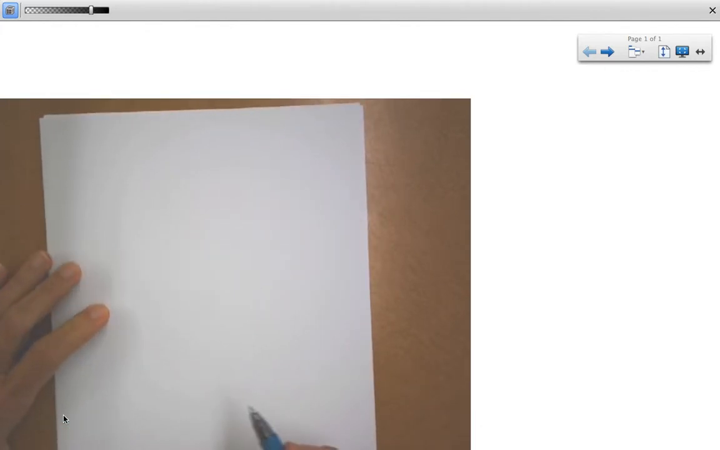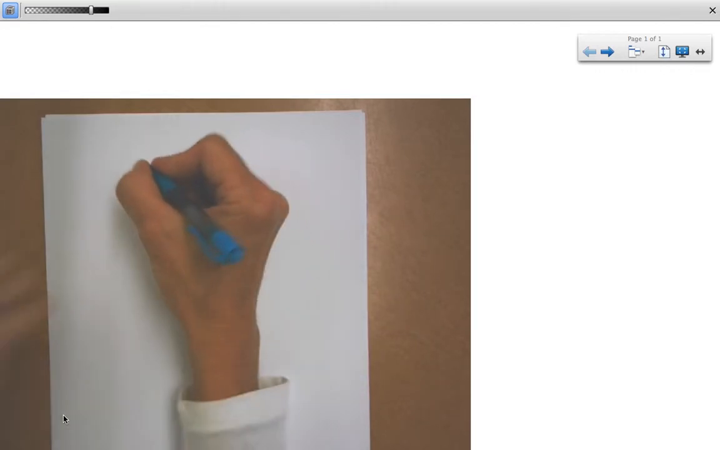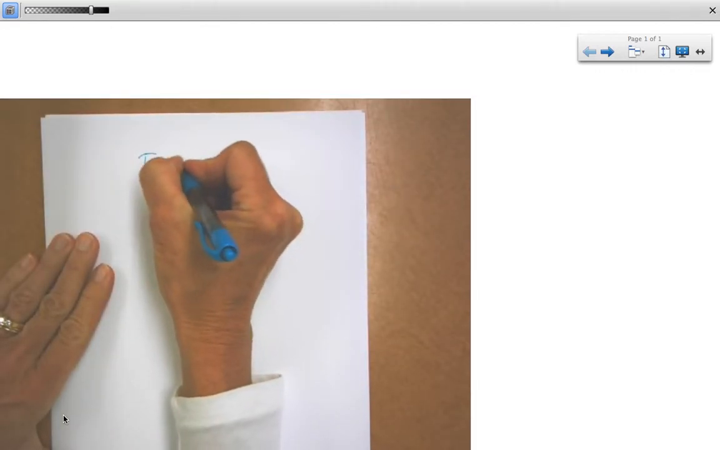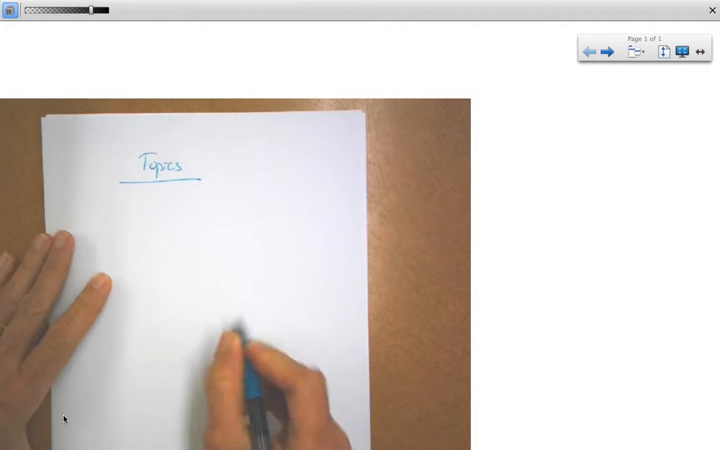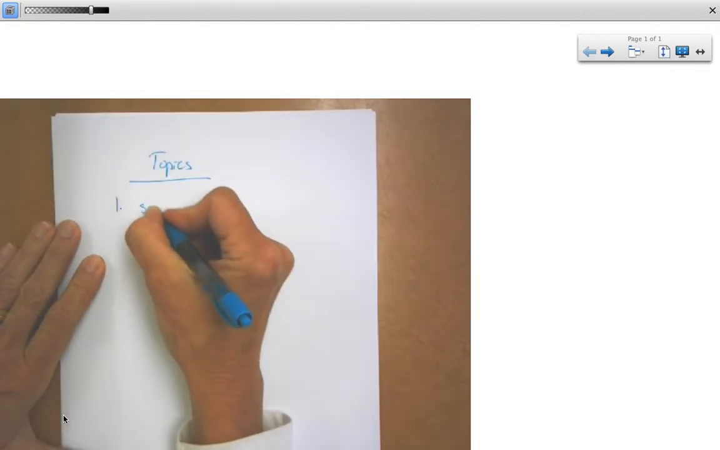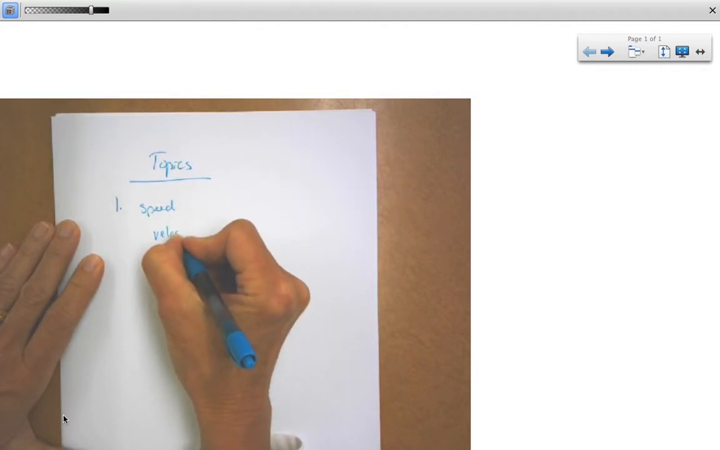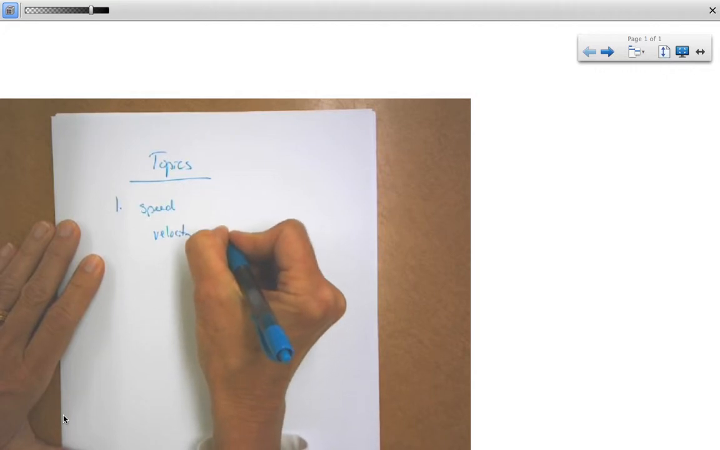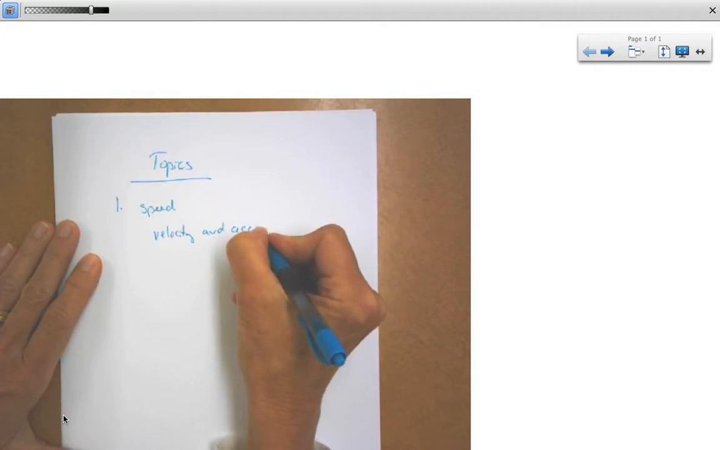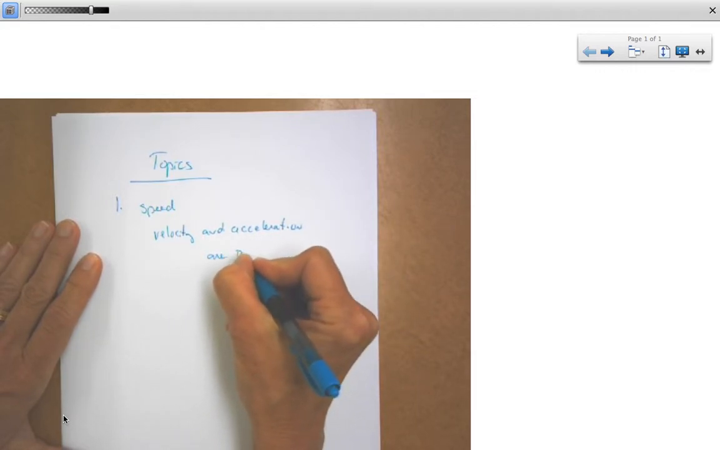Okay, so these are our notes for Monday, and we have a couple topics to cover. The topics in this lesson will be how speed, velocity, and acceleration are related.